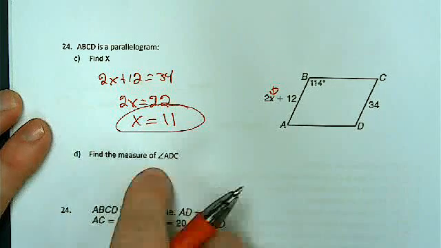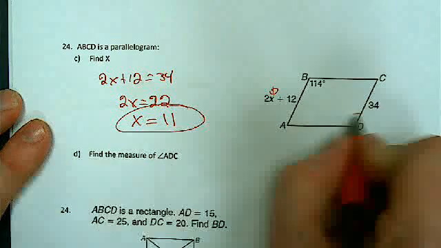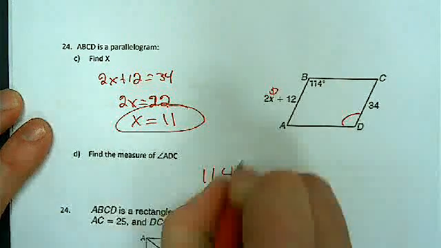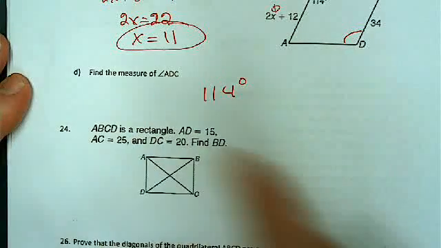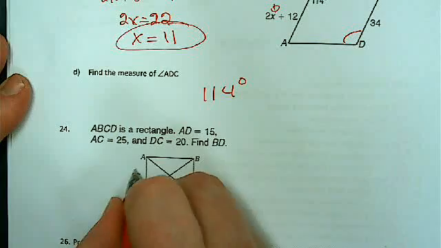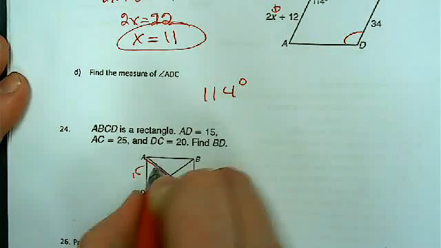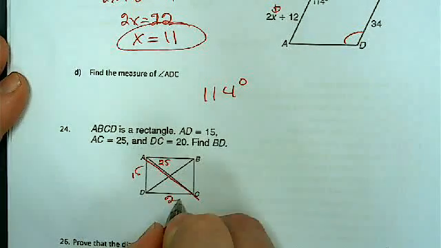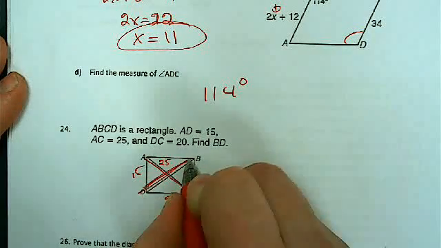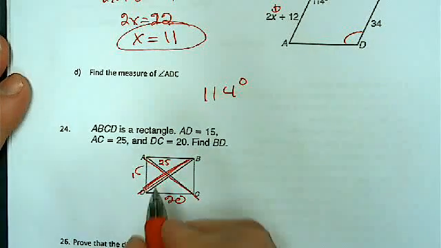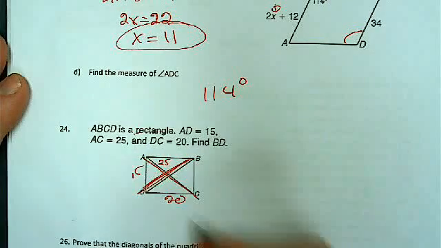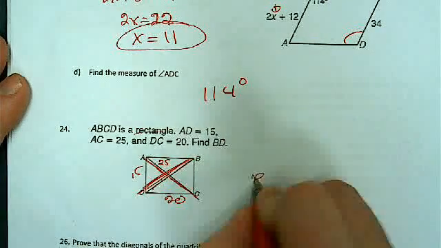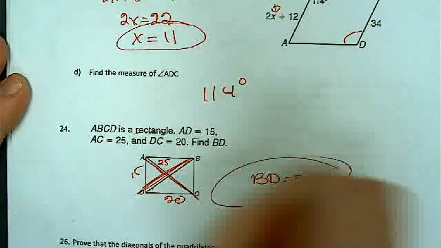Find the measure of ADC. ADC is right here. It's opposite of B, so it's 114 degrees. Number 15: ABCD is a rectangle. AD is 15, AC is 25, and DC is 20. BD is right here. Now remember, in a rectangle, the diagonals are the same length. So that means if this diagonal is 25, BD is also 25.